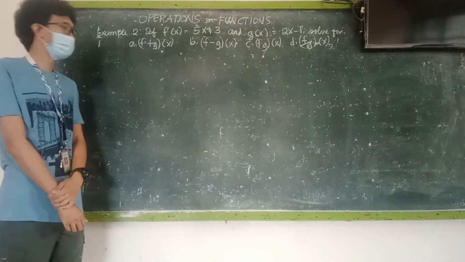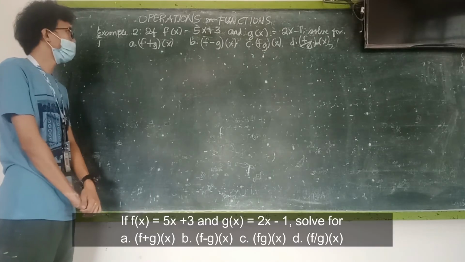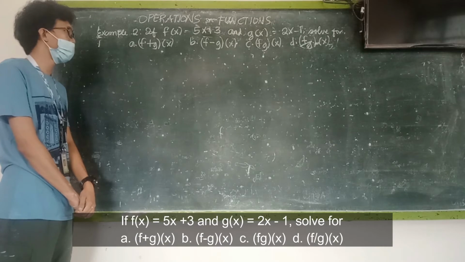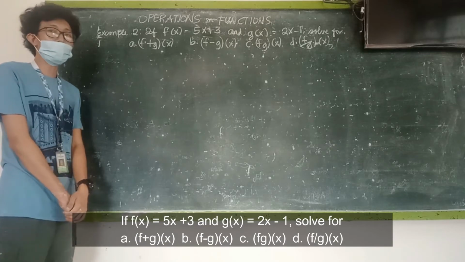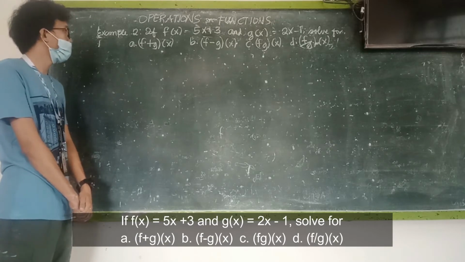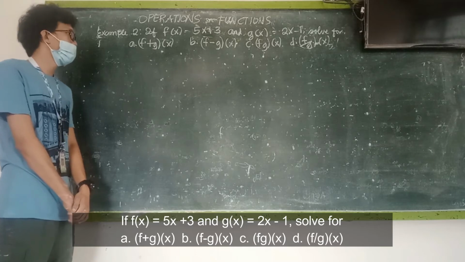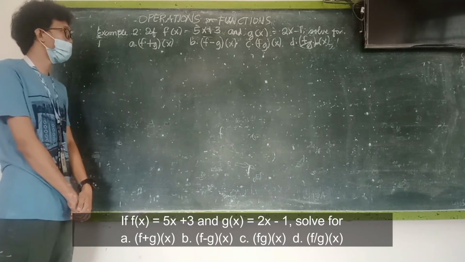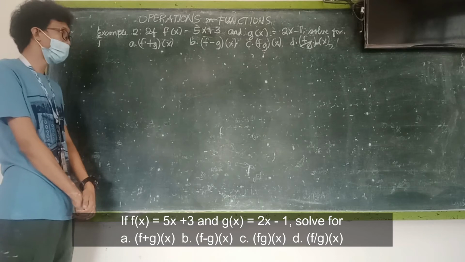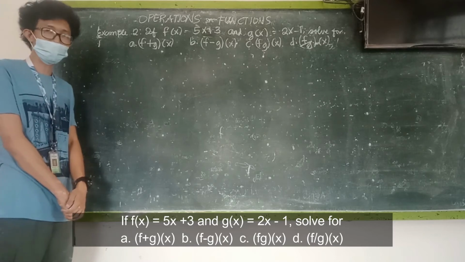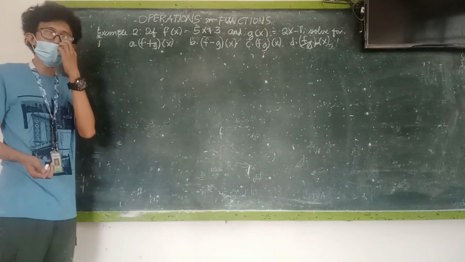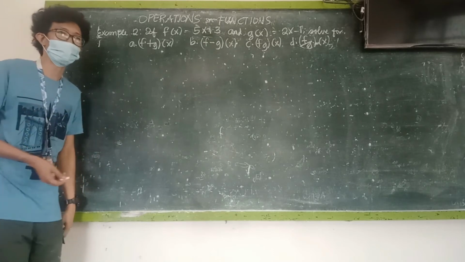We have here example number 2. If f of x is equal to 5x plus 3, and g of x is equal to 2x minus 1, solve for a, f plus g of x, b, f minus g of x, c, f g of x, and d, f over g of x. So the same process we are going to apply as our first example.